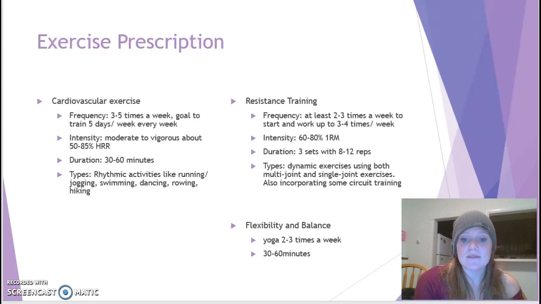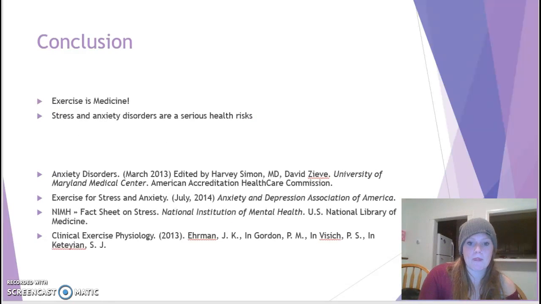And then the types, we're going to be doing dynamic exercises, single joint exercises, and incorporating some circuit training. So we're going to be using a variety of free weights and machines, really to just get her back on track with her exercise. And then for flexibility and balance, we're going to do some yoga, because as we know, yoga will help with calming her mind. So we're going to do it 2 to 3 times a week, 30 to 60 minutes.